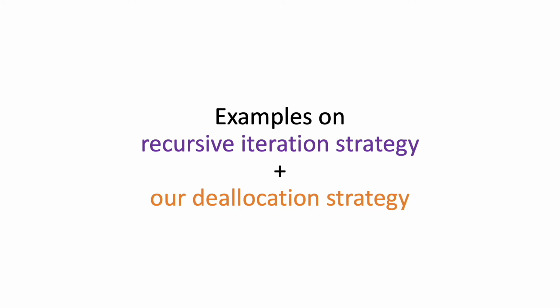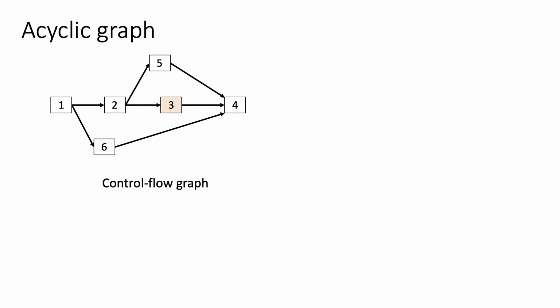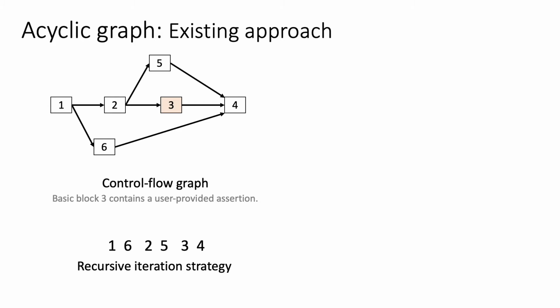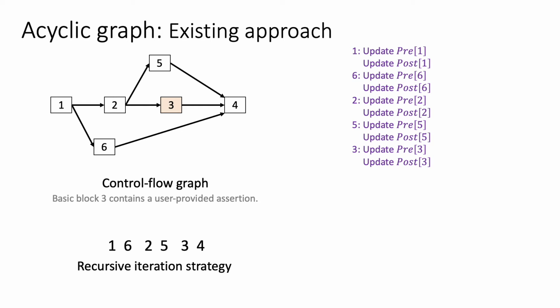Now we will look at an overview using 3 examples. We begin with a cyclic graph that has a user-provided assertion at the basic block 3. Recursive iteration strategy for this graph is summarized as its topological ordering. When a node is visited in this ordering, its pre-value is updated and then its post-value is updated. Here, you see the whole trace of the execution of the fixed point engine.